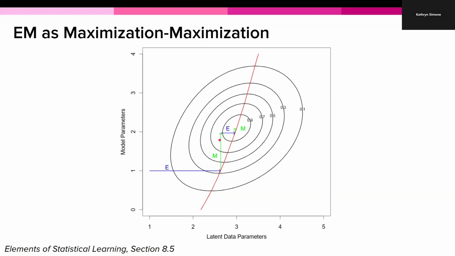Since the KL divergence is non-negative, any improvement in the lower bound guarantees an increase in the actual log likelihood. The iterative nature of this process ensures that at each step we're moving closer to the optimal parameters at the center here. So this is another way to think about the EM algorithm, as a two-step maximization process.